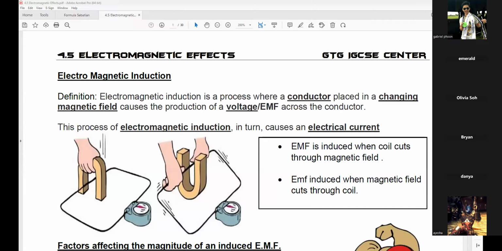So, there's a prerequisite for this chapter. You need to remember a few things, starting off with the first thing.